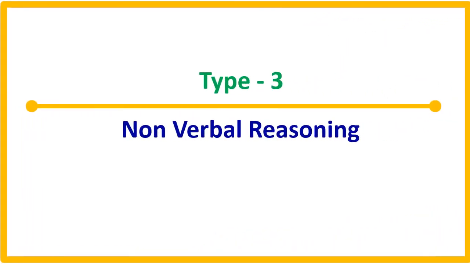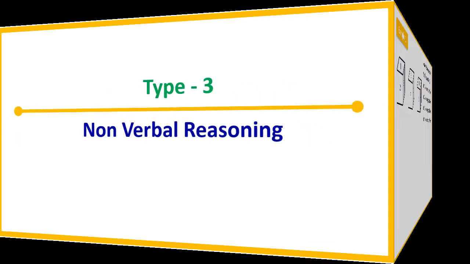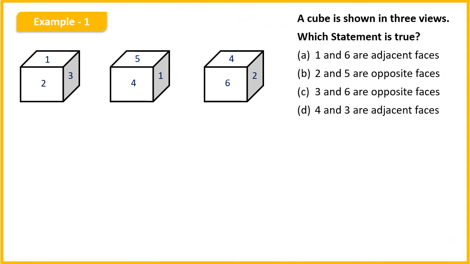Type 3, non-verbal reasoning question. Now in this non-verbal reasoning on cubes and dice, there are a wide variety of questions involved. I will take some sample questions which will give you the idea about the questions that are asked in competitive exams and their solving approach. Example 1. A cube is shown in three views. Which statement is true? That we need to identify.